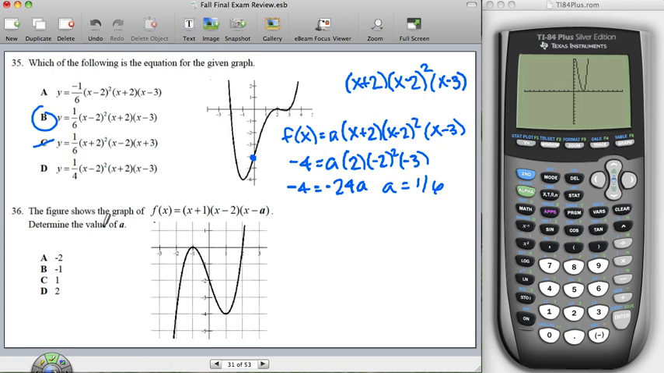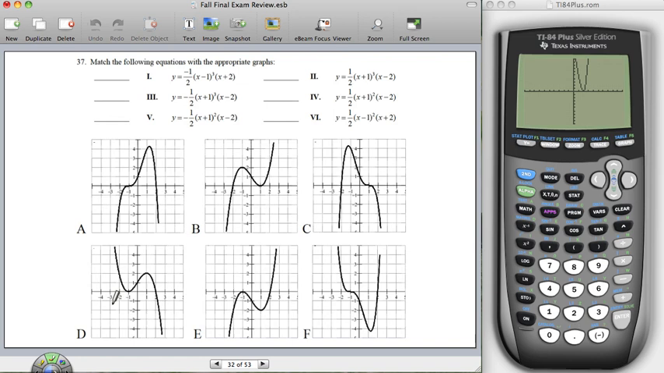The figure shows a graph of this. Determine the value of A. So I have a 0 at 2, so I have a factor of x minus 2. I have a 0 at negative 1, which has a multiplicity of 2. So this means this has to be a factor of x plus 1. So A has to equal negative 1. So 36 is going to be B.